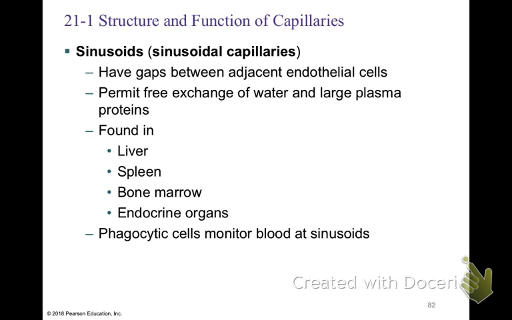So you find them in the liver, where you're pouring plasma proteins into the plasma of the blood. In the spleen, where even red blood cells can get out of the blood and hang around, so your spleen is a storage organ for red blood cells. Bone marrow, of course, because you're forming new cells there, and so they need to easily enter the blood. And again, certain endocrine organs that are secreting very large protein hormones, and you do not need to know which endocrine organs have which kind of capillary.